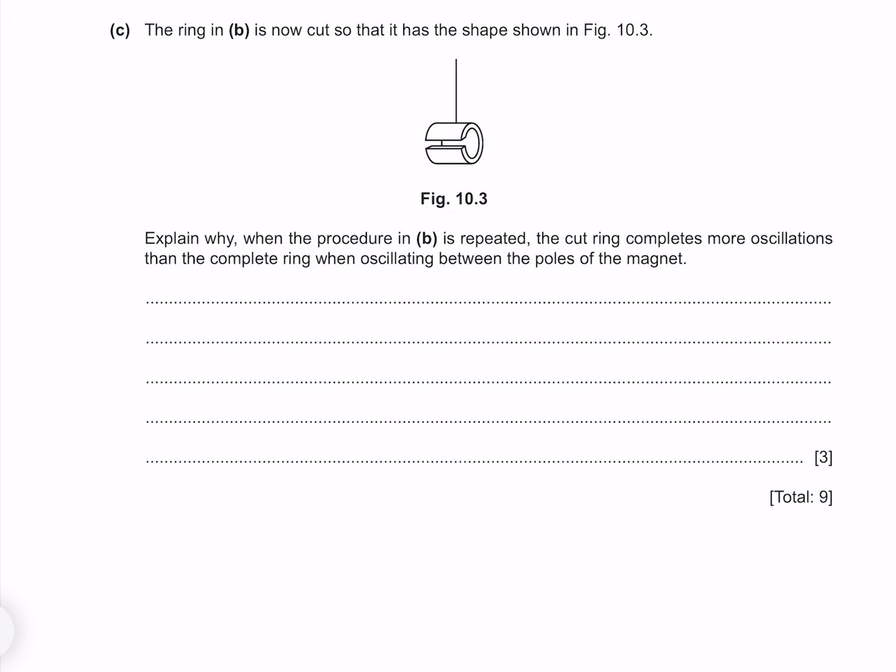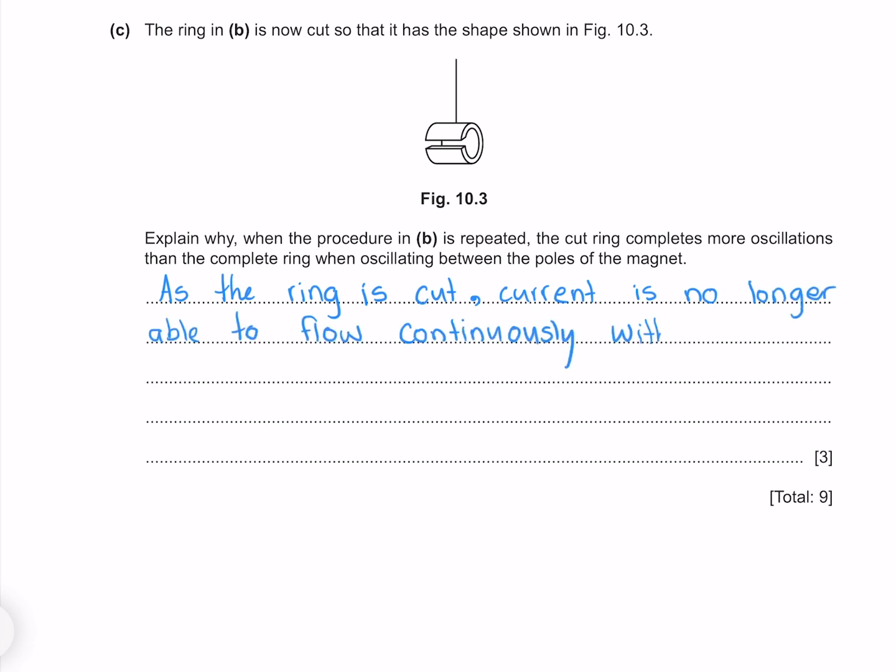The ring in B is now cut so it has the shape shown in figure 10.3. Explain why when the procedure in B is repeated, the cut ring completes more oscillations than the complete ring when oscillating between the poles of the magnet. As the ring is cut, current is no longer able to flow continuously within it, reducing the resistive force.